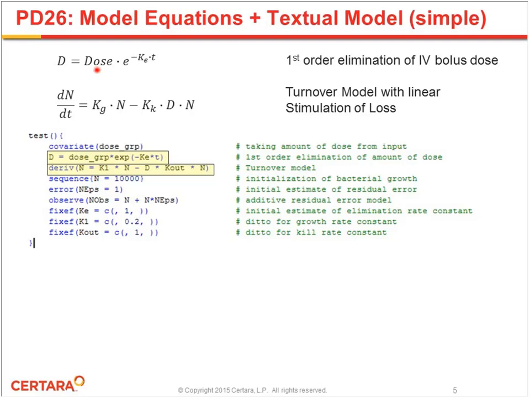So we have these 2 equations that are important to implement the code into PML. We have a simplified construct of the pharmacokinetics of the drug, because we don't have any drug concentration. So we express this just with the first order elimination of an IV bolus dose. So the amount of drug D is then dose multiplied by an exponential function with the elimination rate constant Ke and the time t in the exponent. That's the simplified PK, how we express it.